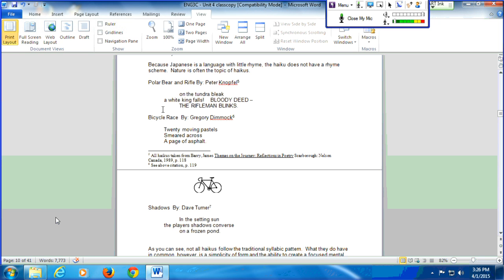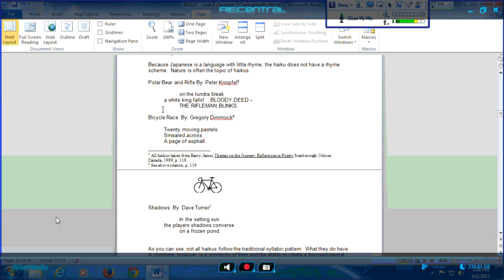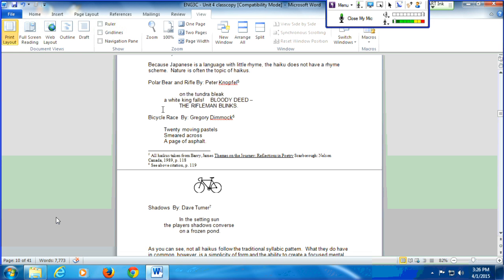And then our last one is shadows. It says, in the setting sun, the players' shadows converse on a frozen pond. A bit different than the last one we just looked at, and it is our proper one. In the setting sun is 5. The players' shadows converse: players, shadows, and converse are 2 syllables each, plus the is 1 syllable, so 7. On a frozen pond. So this is our traditional haiku format.